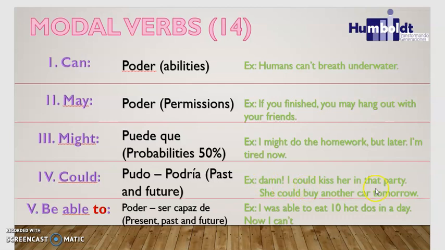Rayos, pude besarla en esa fiesta. And the other is, she could buy another car tomorrow. Ella podría comprar otro carro mañana. Okay?